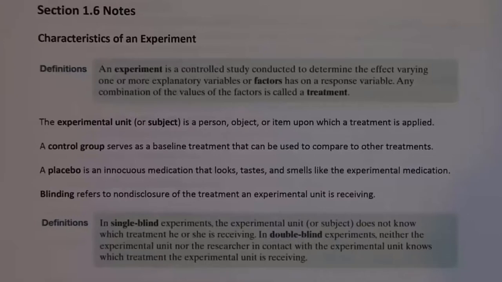Well, a placebo is an innocuous medication that looks, tastes, and smells like the experimental medication. So typically we're talking about medical kinds of research whenever we talk about using a placebo. So that the individuals in the control group don't know they're in the control group because they're receiving a fake medication that looks, tastes, and smells like the real medication. So no one knows who's in the treatment group versus who's in the control group because, human nature, thinking that you're getting a treatment can actually affect the values of the response variable.